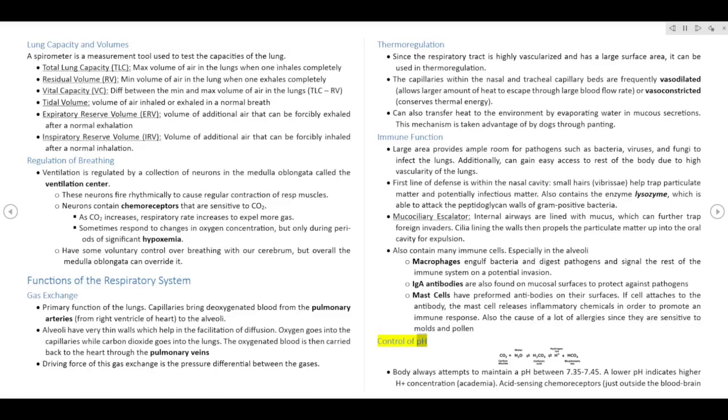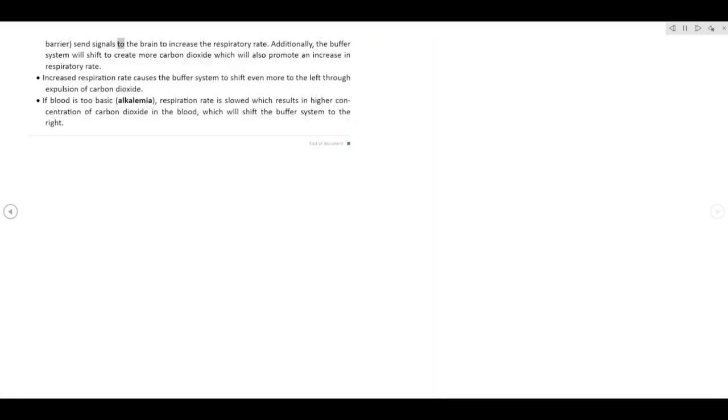Control of pH. Body always attempts to maintain a pH between 7.35 to 7.45. A lower pH indicates higher H+ concentration. Acidemia. Acid-sensing chemoreceptors, just outside the blood-brain barrier, send signals to the brain to increase the respiratory rate. Additionally, the buffer system will shift to create more carbon dioxide, which will also promote an increase in respiratory rate. Increased respiration rate causes the buffer system to shift even more to the left through expulsion of carbon dioxide.